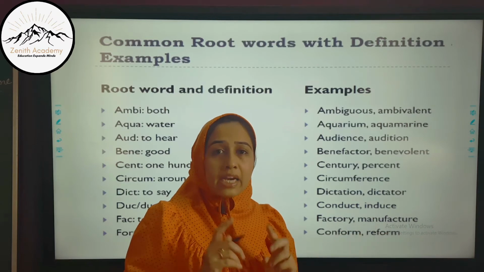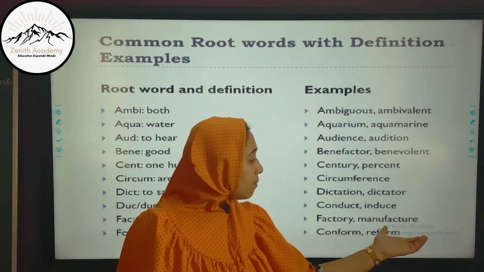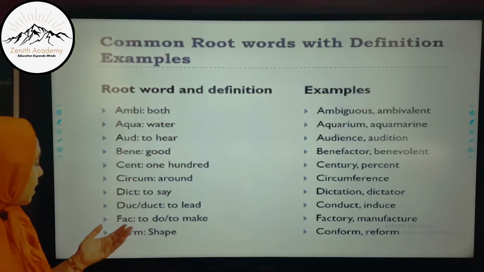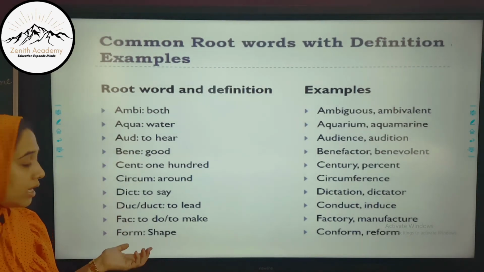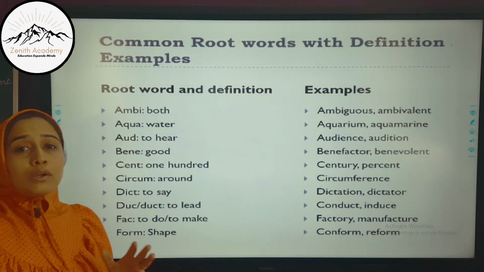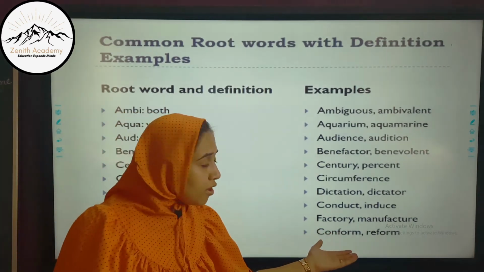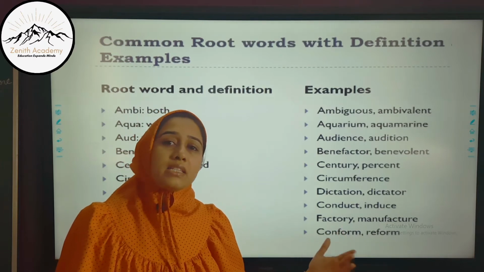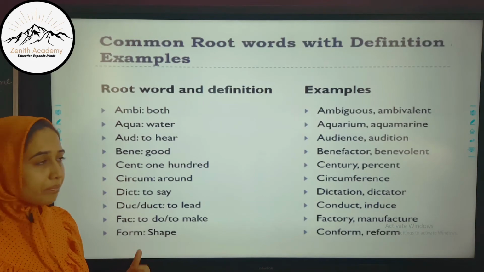Both when added together make a completely new word, and it means something that we produce, to manufacture something. The last one is form. This is a free stem root word. It means to make a shape of something, to form something. So confirm, reform, formation, formed, these are several words made from the free stem root word form.